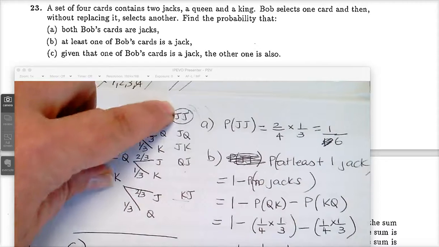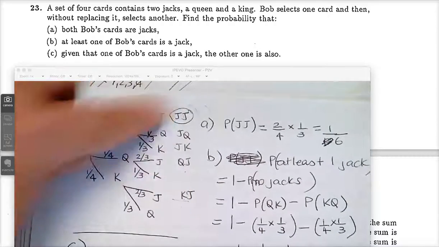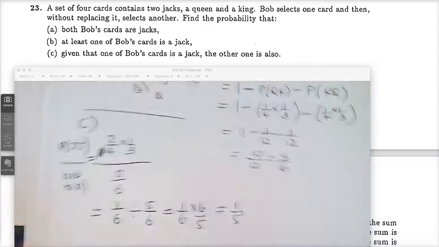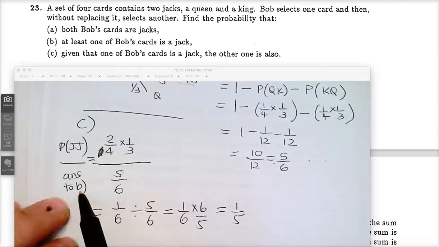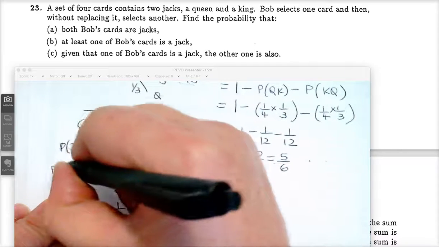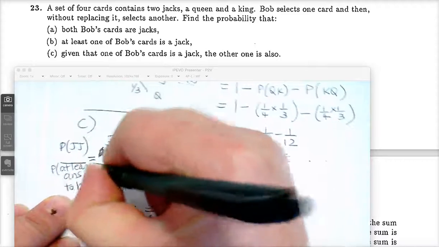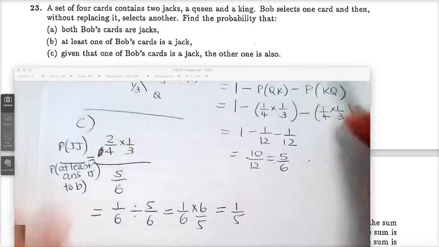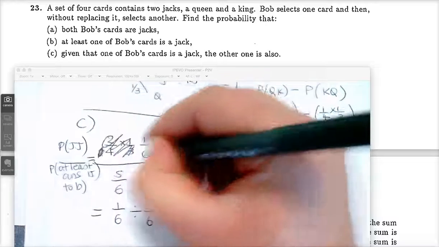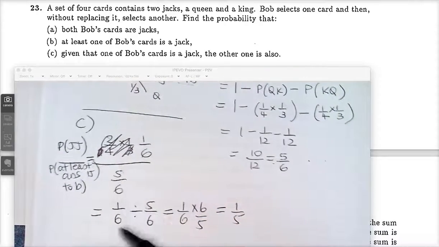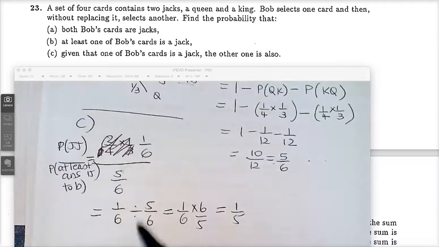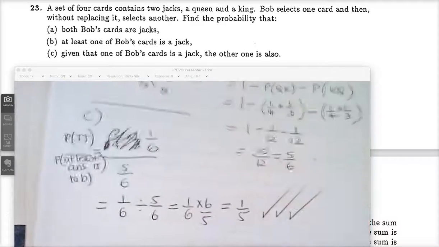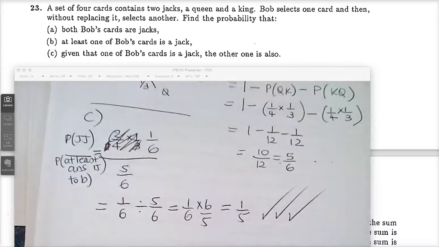So you need the probability of jack-jack over the probability of all of them, which is the probability of at least 1 jack, your answer to part B. So that's the probability of jack-jack, which we did in part 1. It's a 6th over 5/6, which is 6 divided by 5/6, 6 times 6 on 5, 1/5. Definitely correct. Okay, girls.